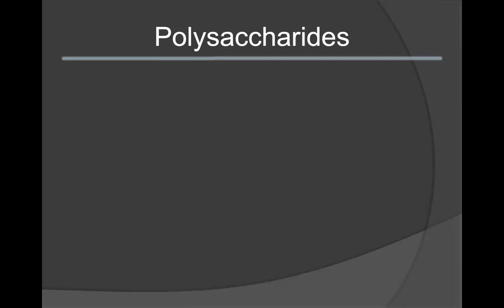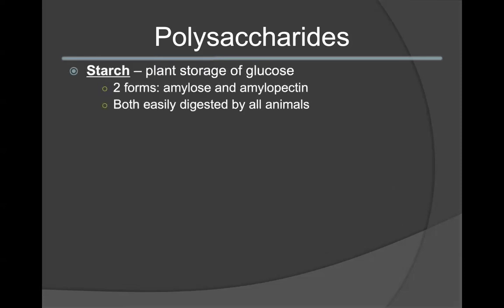In this slide, we will take a look at the differences in these structures. Starch is considered to be the plant storage form of glucose. It is a polymer unit, which means that there's going to be many glucose molecules joined together by glycosidic linkages to form a starch molecule. There are two main forms of starch in plant cells, amylose and amylopectin. Amylose is considered to be the straight chain form of glucose, whereas amylopectin would be highly branched. Both are considered to be easily digested by all animals.